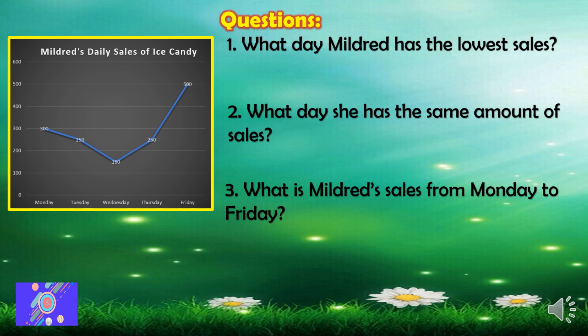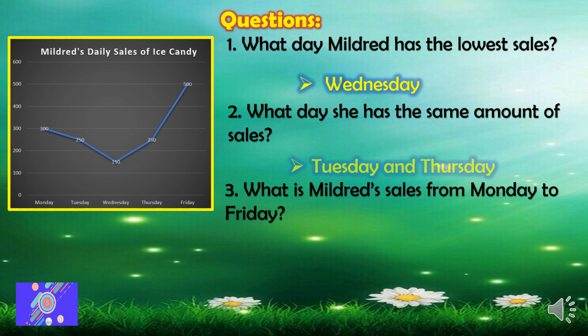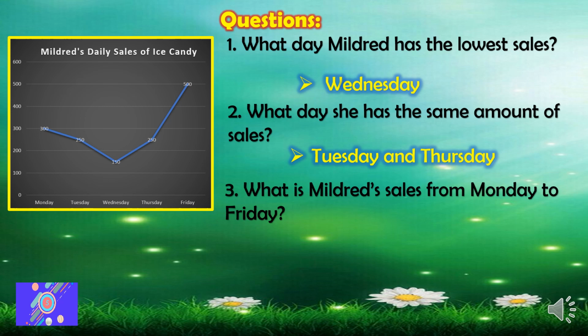Okay, let us now answer the following questions. For number 1, what day does Mildred have the lowest sales? The answer is Wednesday. As you can see in the graph, Wednesday is the lowest sales she had. And for number 2, what day does she have the same amount of sales? The answer is Tuesday and Thursday, because on Tuesday and Thursday, she got 250 sales.